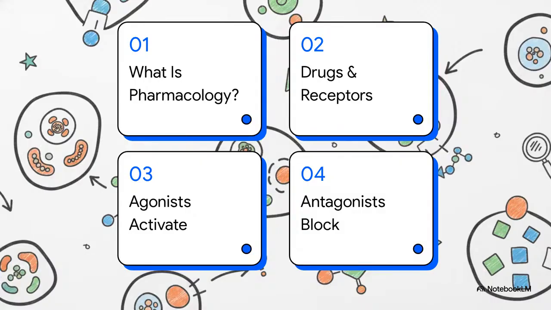Okay, let's dive into this structured roadmap we've got planned. We're starting with what is pharmacology. Then we'll look at drugs, receptors, and ligands. After that, how agonists activate cells, and we'll wrap up with how antagonists block cells.